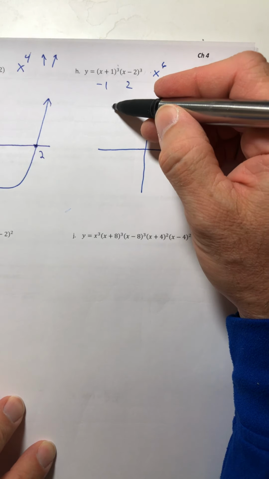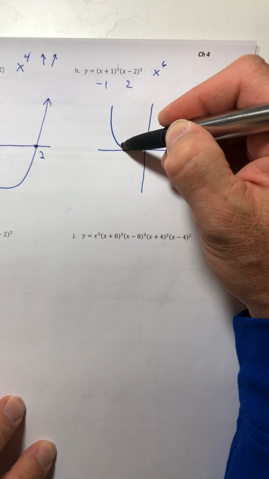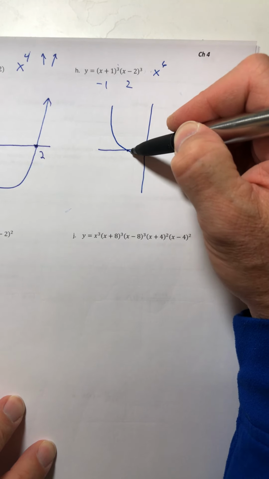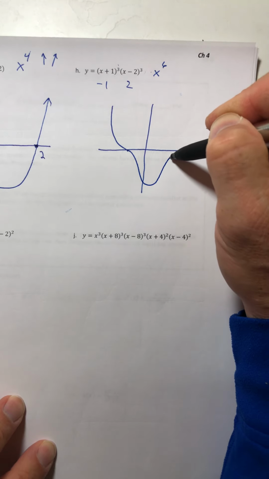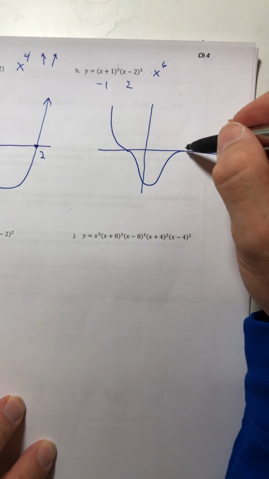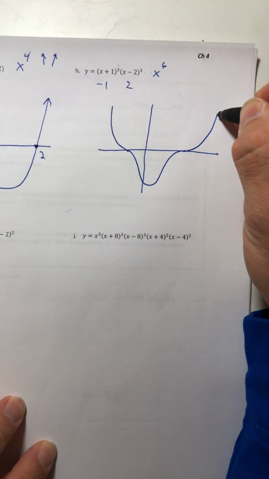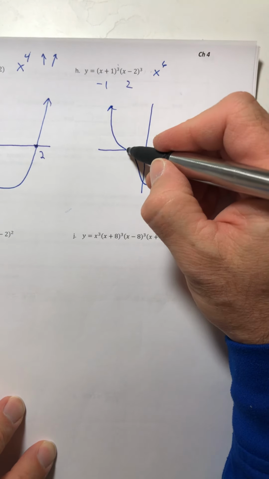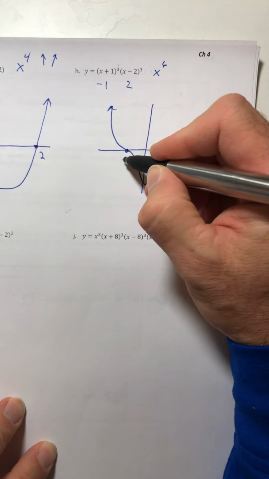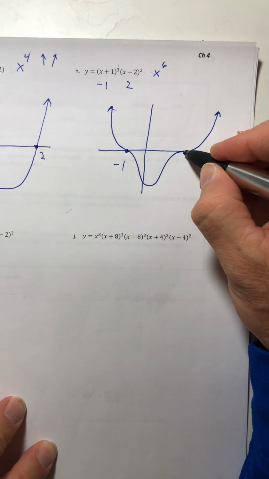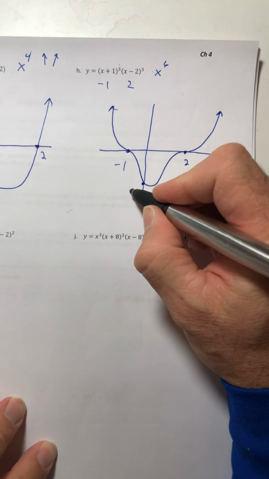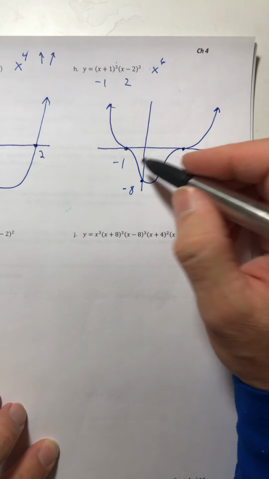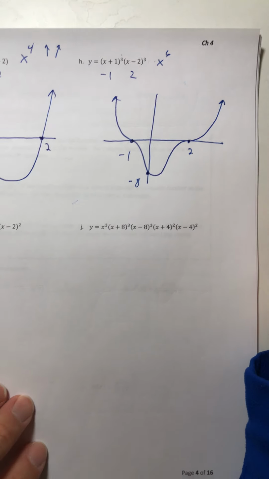So coming from the top, I'm going to slide on the -1, come back up, and now I have to slide going through the +2. Label your intercepts. So that y-intercept is now at -8.